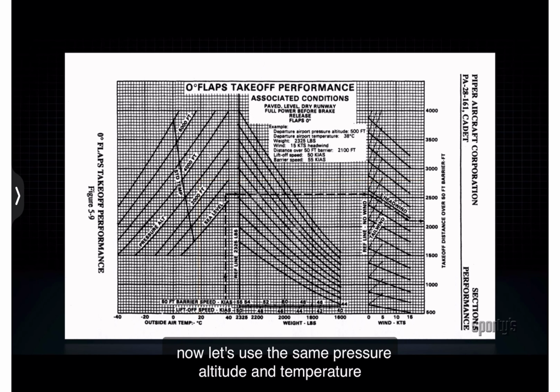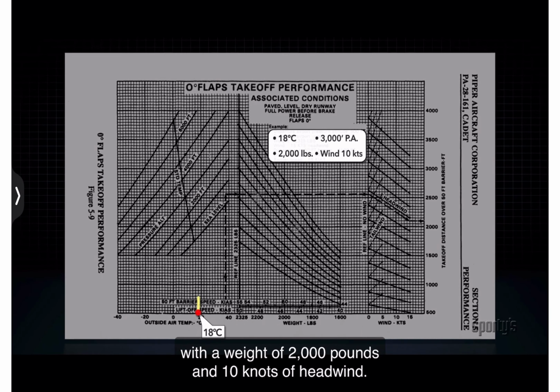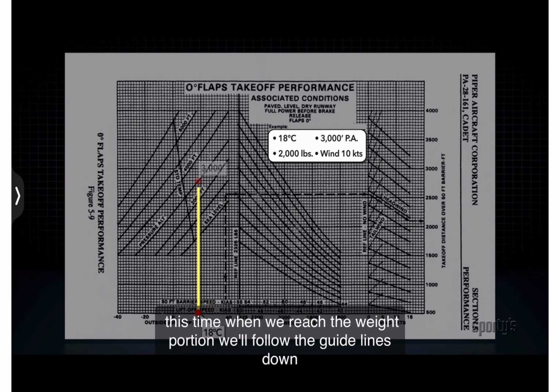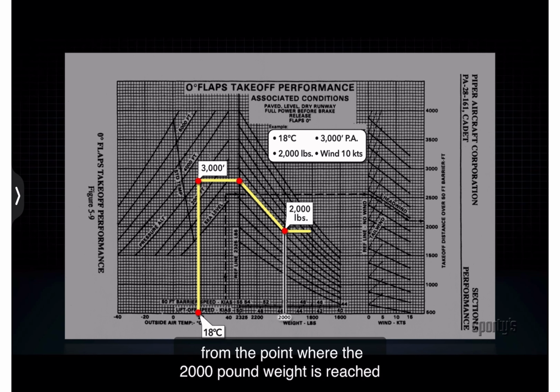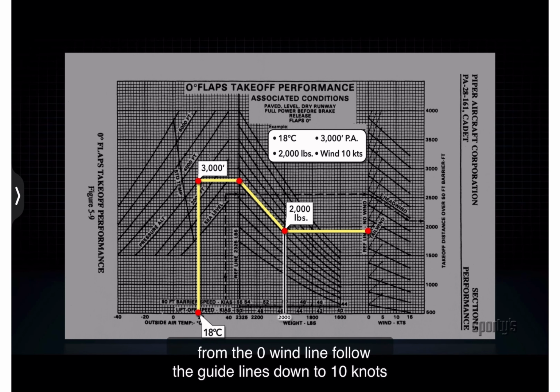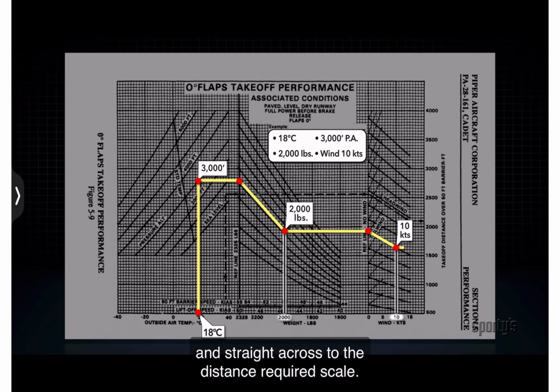Now, let's use the same pressure altitude and temperature with a weight of 2,000 pounds and 10 knots of headwind. This time, when we reach the weight portion, we'll follow the guidelines down to reach the 2,000-pound weight, which reduces the distance needed. From the point where the 2,000-pound weight is reached, go straight across to the zero wind line. From the zero wind line, follow the guidelines down to 10 knots and straight across to the distance required scale. Read the takeoff distance of 1,650 feet.